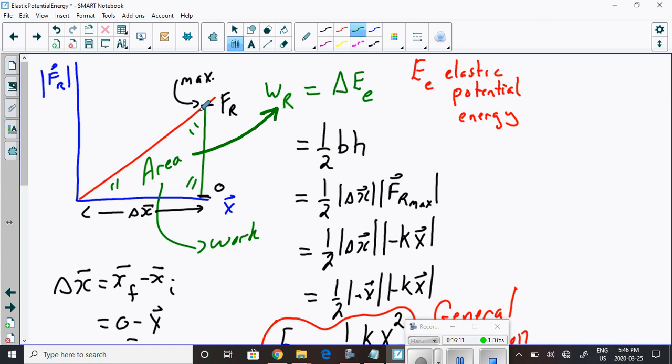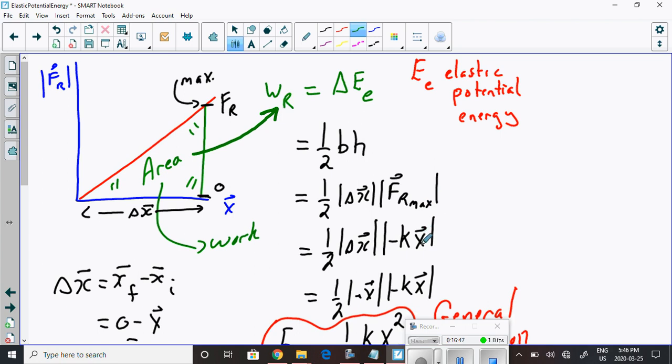So the area under this graph is a triangle. So we know that the area of a triangle is half the base times the height. But in this particular case, the base is the displacement, delta x, and we only want the magnitude of it. And the height is the restoring force at maximum displacement. So it would be restoring force at x maximum. And let's call that x right here.